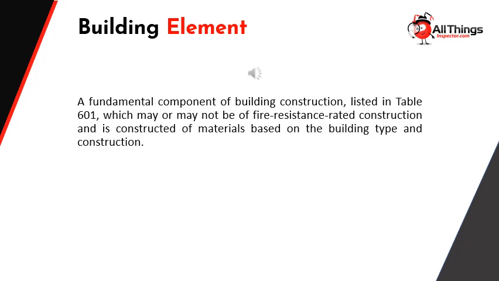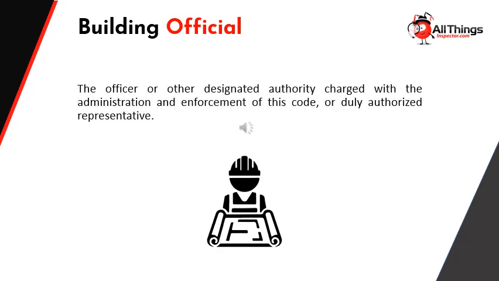Building element. A fundamental component of building construction listed in Table 601, which may or may not be of fire resistance rated construction and is constructed of materials based on the building type and construction. Building official. The officer or other designated authority charged with the administration and enforcement of this code, or a duly authorized representative.